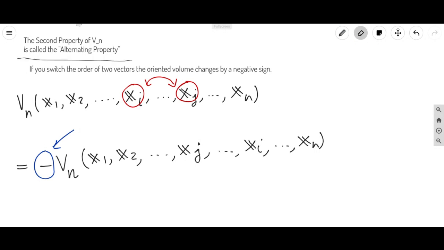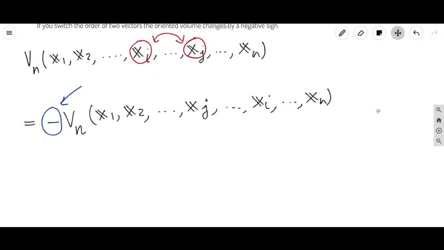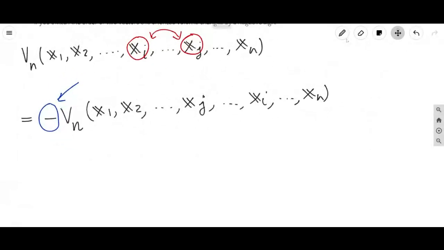Now, you can see why this is true by drawing some pictures. So let's actually draw some two-dimensional and three-dimensional pictures so you can get to see why it works. So let's draw a two-dimensional picture. If you have two vectors over here, let's say this is x and this is y, you can see that in order to get from x to y, you have to travel in a counterclockwise way.